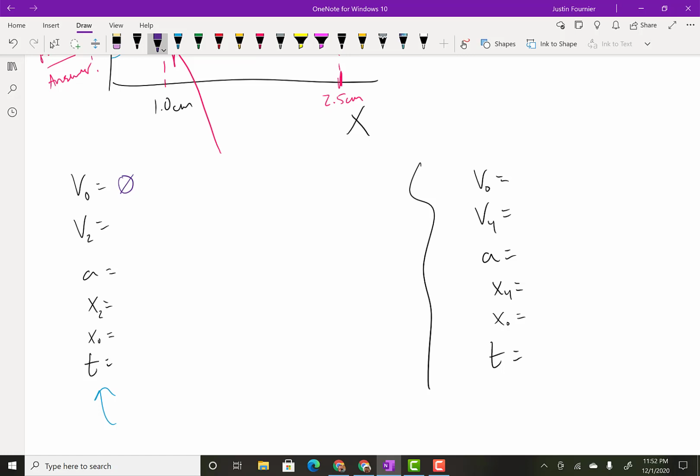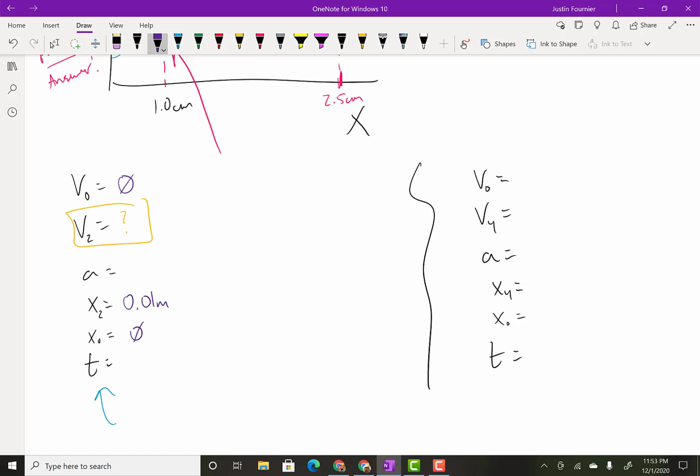V2, I don't know that. This is essentially what I'm looking for, the big thing. If I can find this, I got this. Acceleration, I don't know, but I actually kind of need this, so that'll be something nice to do. The initial position is 0. The final position is 1 centimeter, so it's 0.01 meters. And time I don't know either. So I really only know a few bits of information, and I'm not going to have enough information to solve yet.